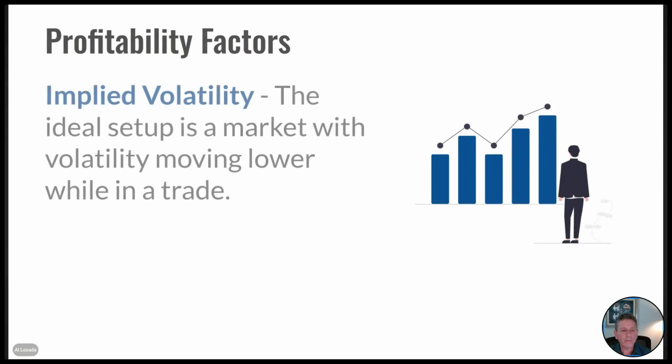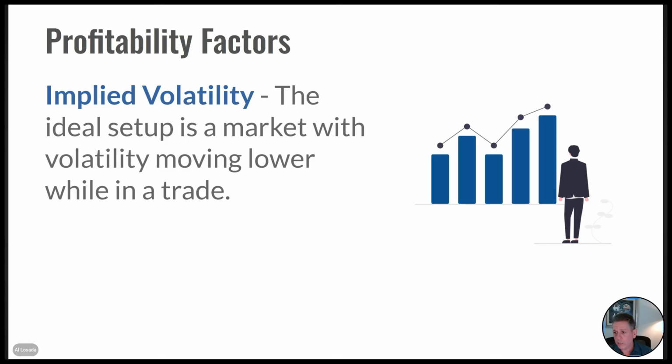Profitability factors: implied volatility. Implied volatility is something that you can't see, but it's there. When the market has its gyrations, the implied volatility goes up, and when the market is steady, it's very low. When you want to make a trade, it's never ideal, but ideally you want to have higher volatility when you put on a trade, and then lower volatility as it goes down.